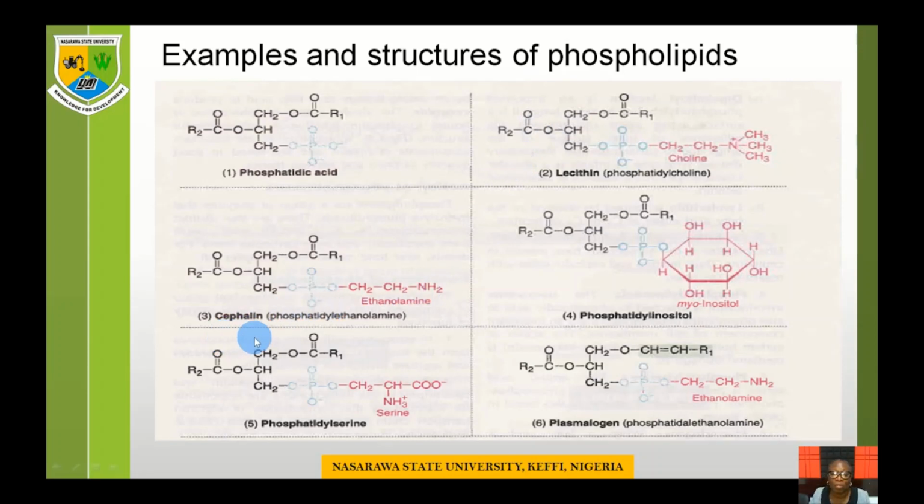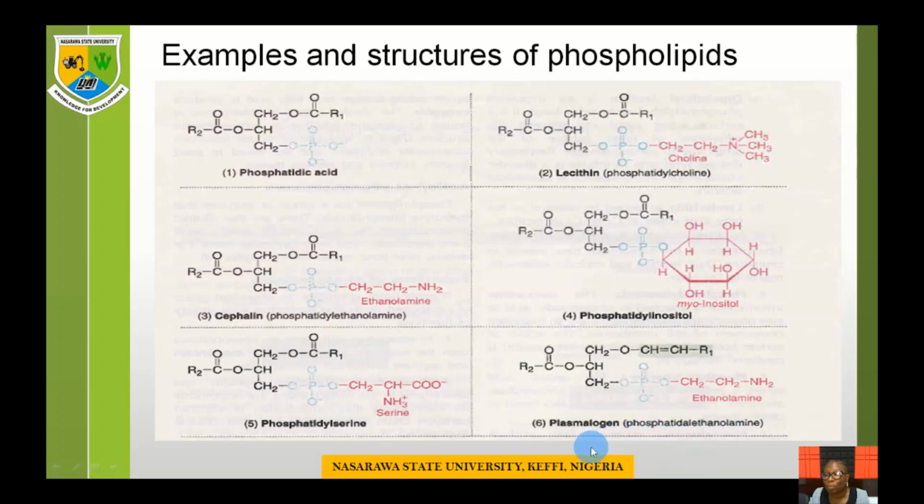The third one is cephalin, which is phosphatidylethanolamine, just like the choline. Ethanolamine is attached here. Then phosphatidylinositol, where you have the inositol group attached to the phosphate. Then you have phosphatidylserine. This is the serine group attached to the phosphate. And then you have the plasmalogen.